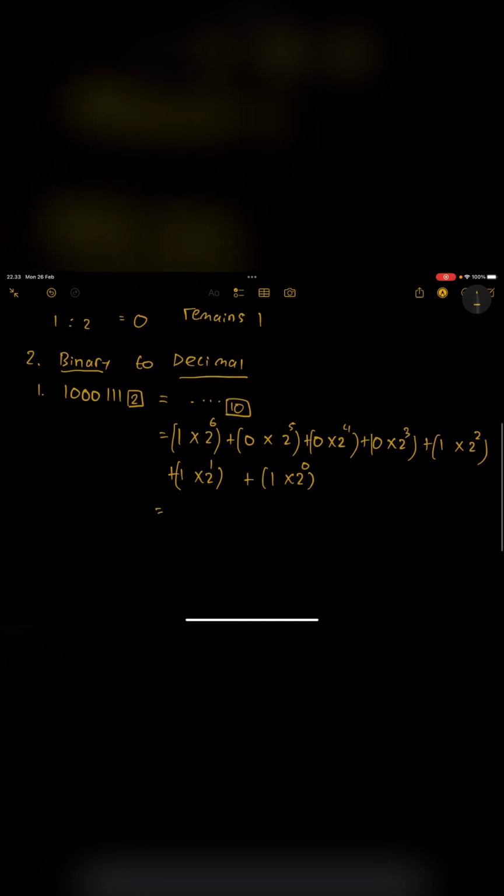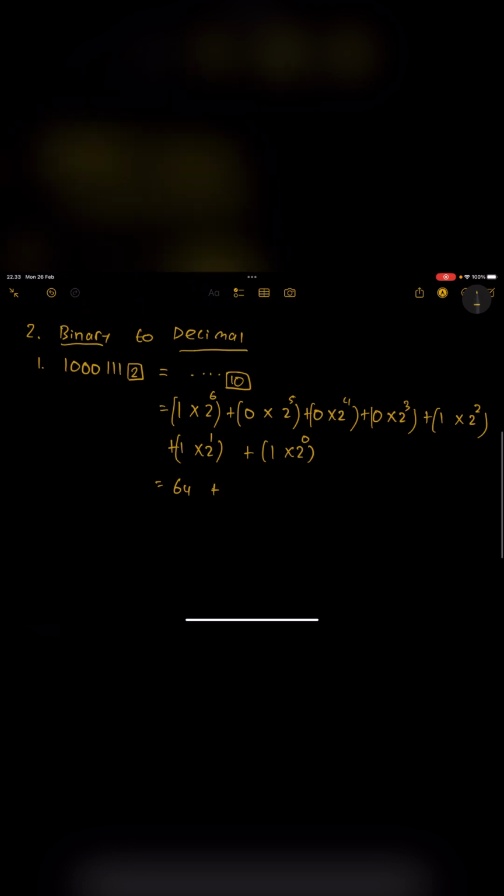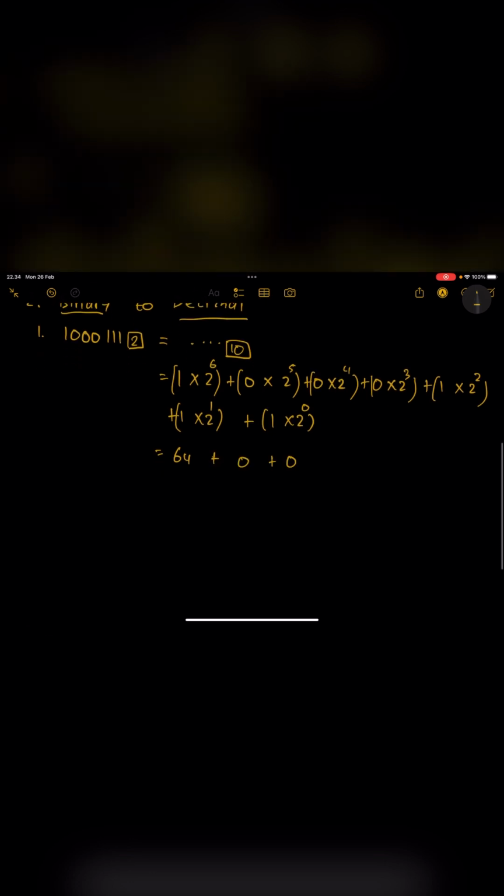And then what we get here is 64 plus 0 plus 0 plus 0 plus 4 plus 2 plus 1, because 2 to the power of 6 will be 64, and 0 times 2 to the power of 5 will be 0, plus 0 times 2 to the power of 4 will be 0, plus 0 times 2 to the power of 3 will be 0, plus 1 times 2 to the power of 2 will be 4, plus 1 times 2 to the power of 1 will be 2, plus 1 times 2 to the power of 0 will be 1.